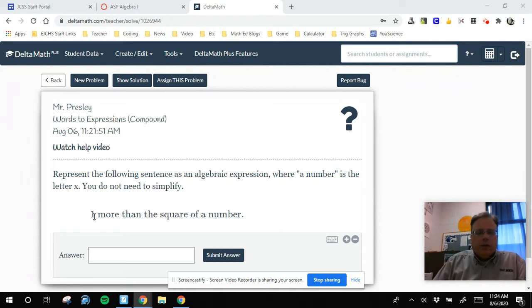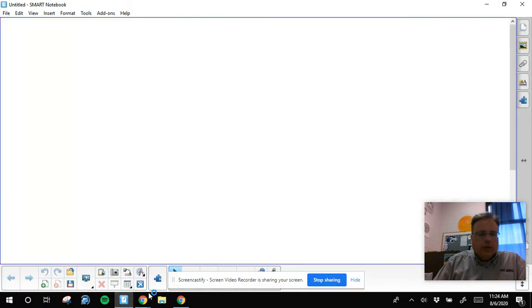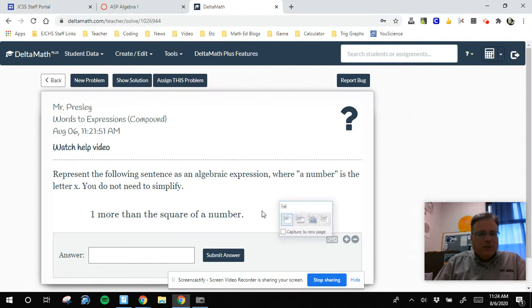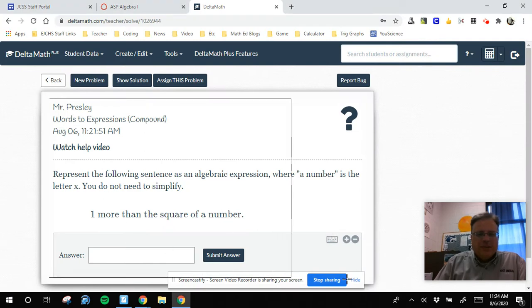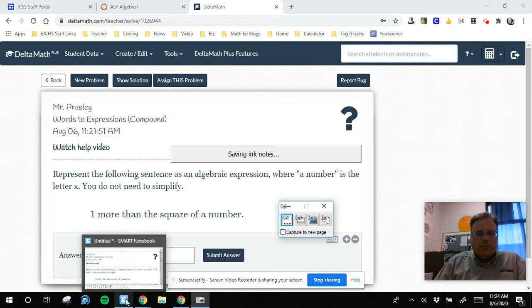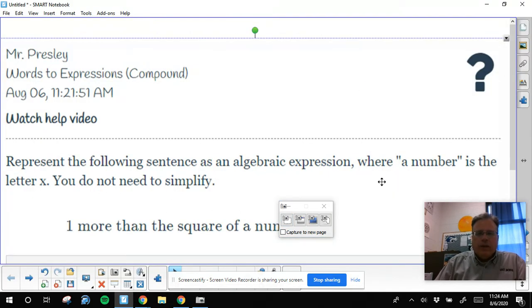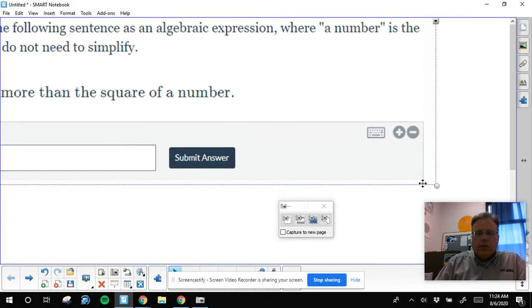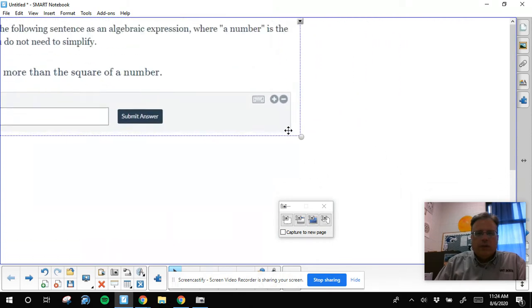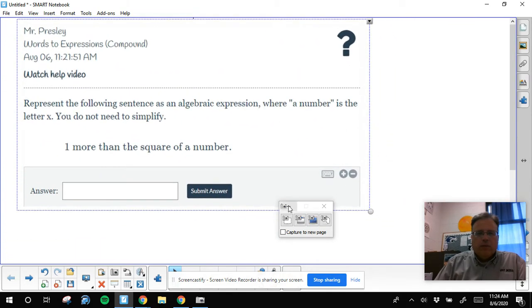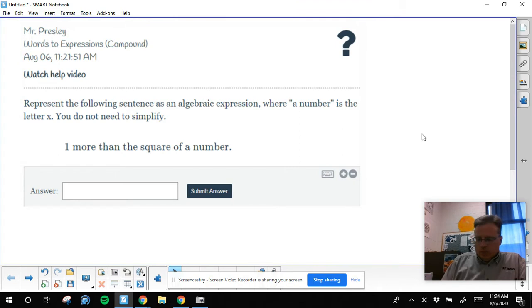And then we're given a sentence here. So what I'm going to do is like last time, I'm going to, if all goes well, take a picture of this, bring it over so I can write on Smart Notebook. All right. And then the other main thing I need to do is shrink it so it'll fit up there. Very cool. All right, so what are we looking at?